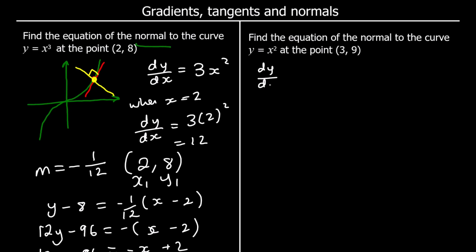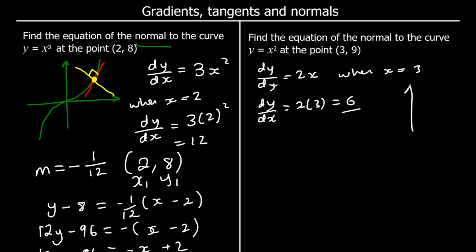So dy/dx is 2x, and when x is 3, dy/dx is 2 threes, which is 6. So the gradient of the tangent is 6. The gradient of the curve at that point is 6. But we don't want that. We want the normal. So that's the perpendicular line here. So the gradient is a negative reciprocal, which is negative 1/6.